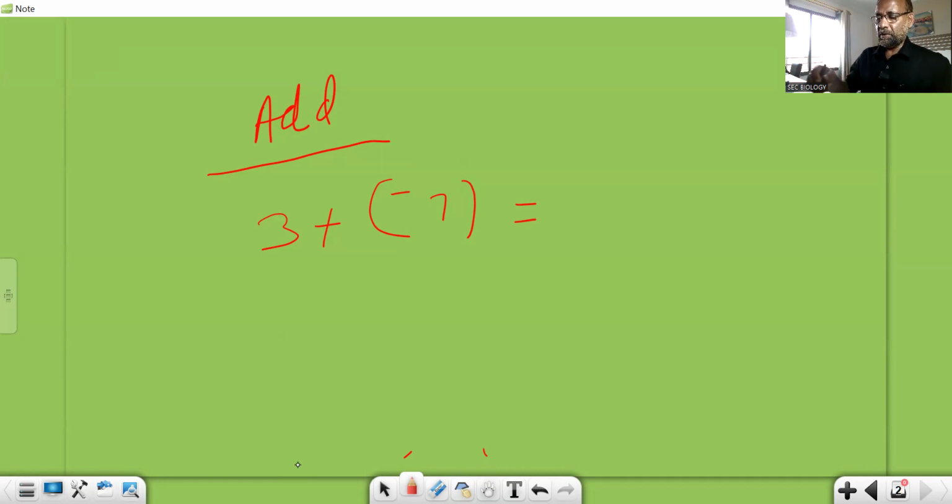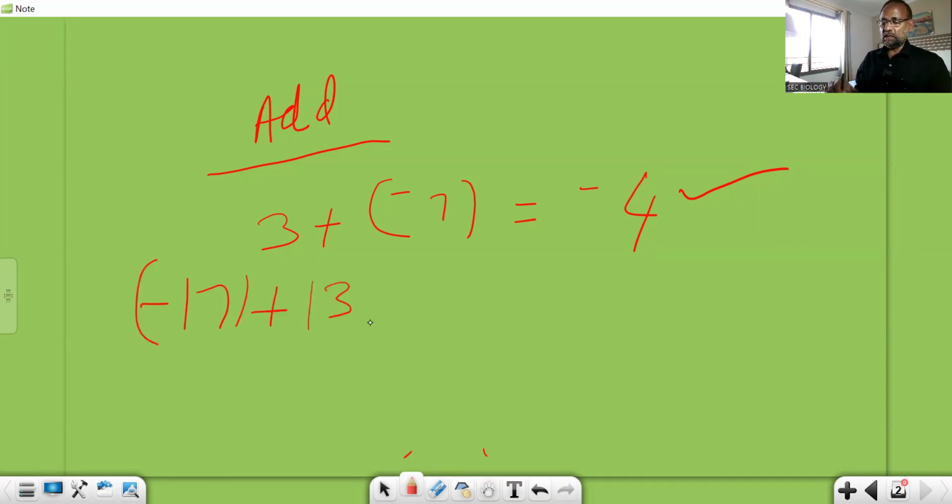So 3 plus minus 7. Find the difference. That means 7 minus 3, 4. And put the sign of the big number. That is minus 4. Whenever minus is there, put minus. Minus is dangerous, that is why. Now listen here, 3 plus minus 7 is minus 4. Any confusion? Now tell me what is minus 17 plus 13. Put the bracket, minus 17 plus 13.